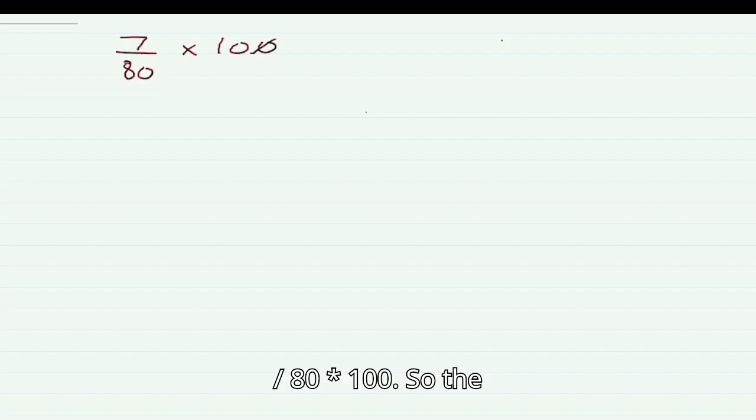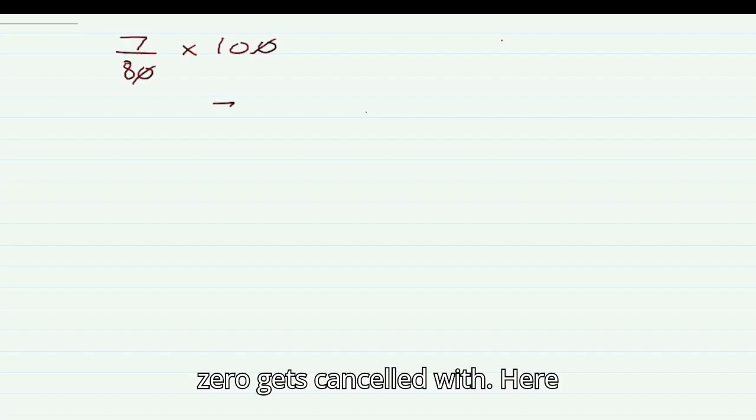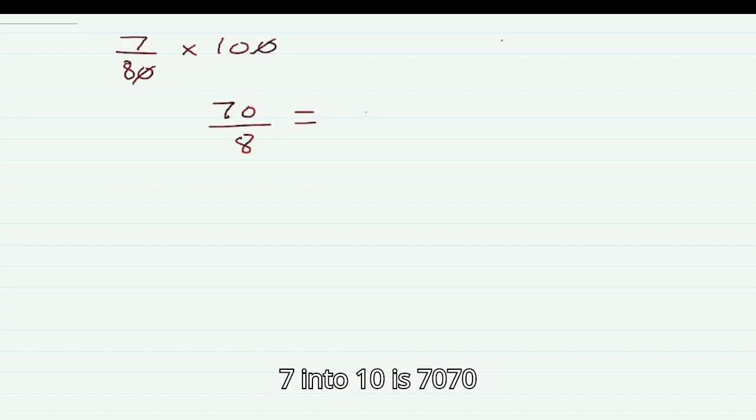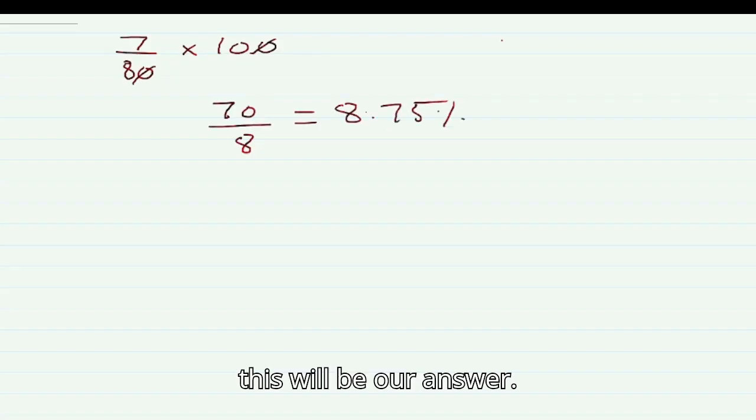So this 0 gets cancelled with the one here. 7 into 10 is 70. 70 divided by 8 is 8.75%. So this will be our answer.